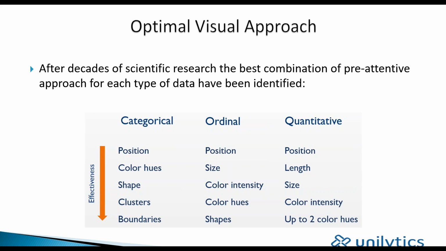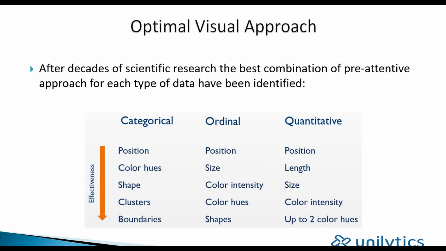One of the things you should probably notice is that regardless of what type of data you're working with, the number one most effective way to pre-attentively display that is going to be using position. That's going to be your X and Y axis. That's going to be your rows and columns, whatever label you want to give it, but that is position. And then, for example, if you're working with categorical data, the next most effective way would be using different hues. So that would be, for example, your categorical color palette. That would be the next most effective way to do that.